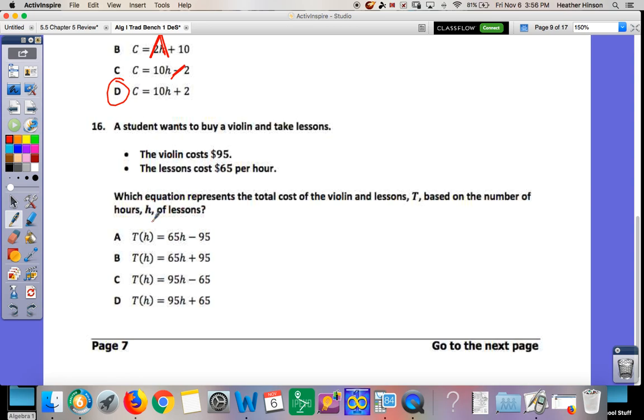So go back to your slope. What is changing? Or where's your slope word? You got per hour, because H is with our slope. So that per hour is how much? 65. So we know it's got to be the top two. But are they going to add the 95 for the violin cost or subtract it? Well, you have to buy that violin. So that's going to be added on to your total cost. You have to pay for the violin and pay for the lessons. So they're going to add it. So B.